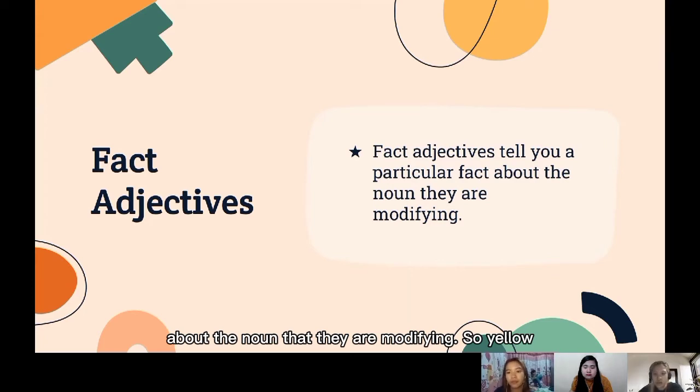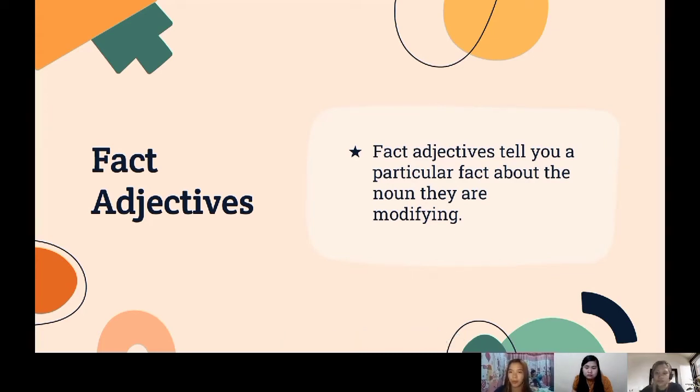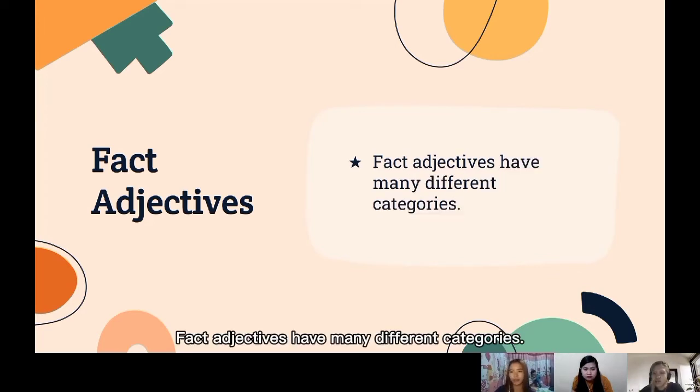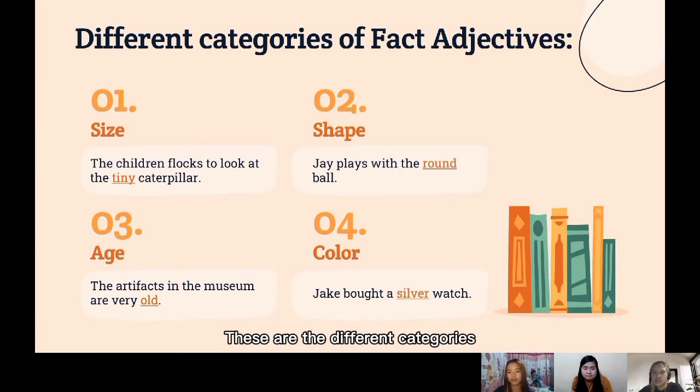So, you say yellow because the teddy bear is indeed yellow. It's observable by the eyes of the viewer. We can also say that it is indeed very big since you can see that it is bigger than the human holding it. Fact adjectives have many different categories. So these are the different categories of fact adjectives.